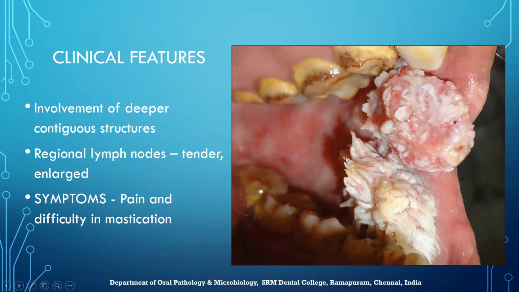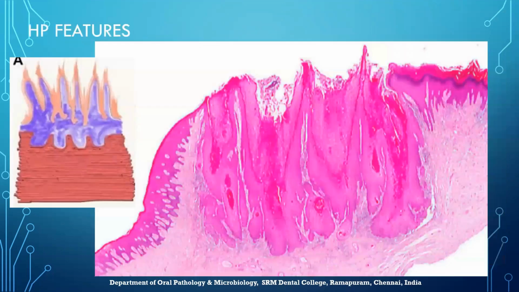Sometimes the deeper structures can also be involved, like the bone, muscle, or even the salivary glands. The regional lymph nodes are usually tender and enlarged. The patients will usually come with a complaint of pain and difficulty in mastication. Histopathologically, we can see that this is the normal mucosa. So this is the verrucous carcinoma.